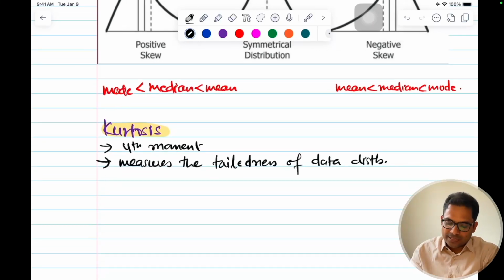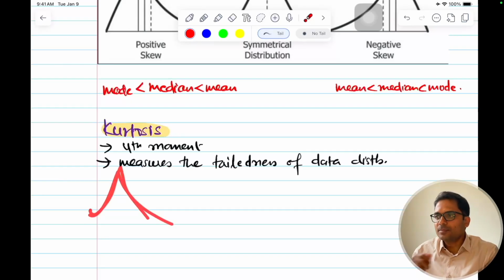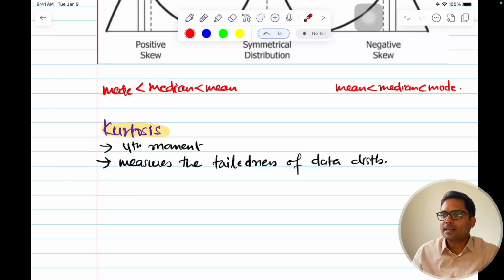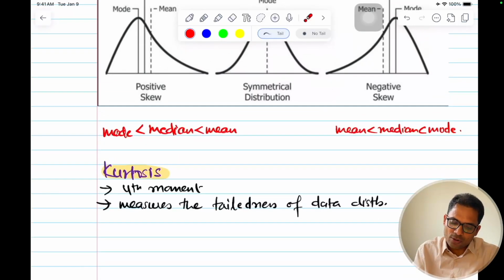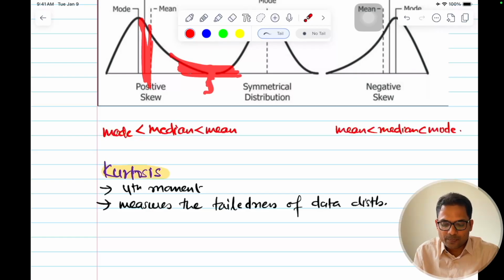It describes how much data is there in the tail versus the rest of the peak. And if I have a long tail, what do I mean? As I mentioned, if I have a long, fat, thick tail here, and the mean is somewhere here, this means that a lot of data is there on the extreme side. It means I have a lot of outliers.